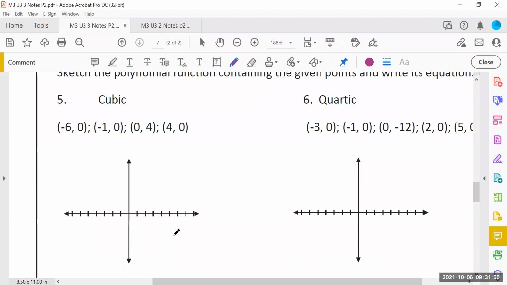So number 5 and 6 have you do kind of the same thing we were doing, but they don't give you the graph. They give you hints. What does the graph look like? So everybody's earbuds out, phones away. Let's try this. For number 5, look at these 4 points that they gave us.